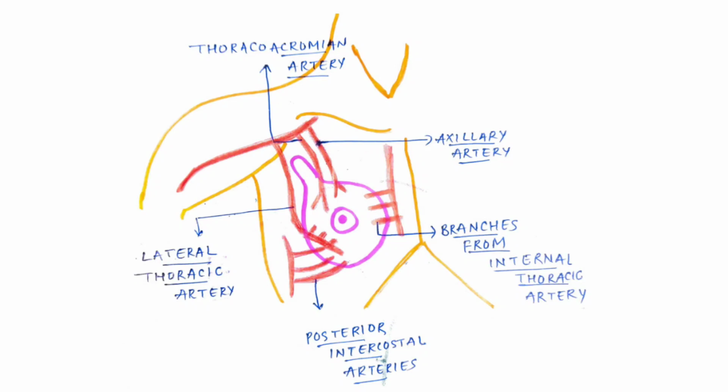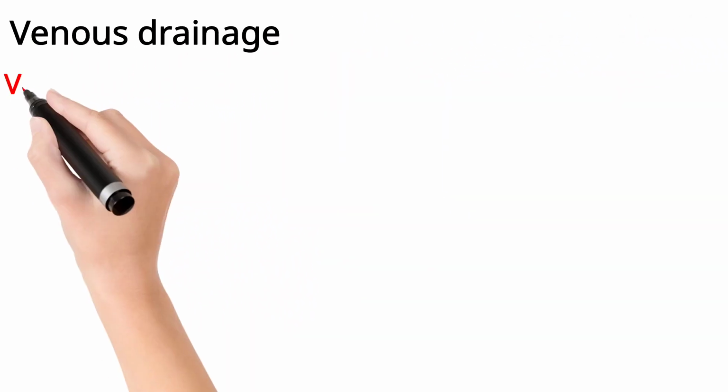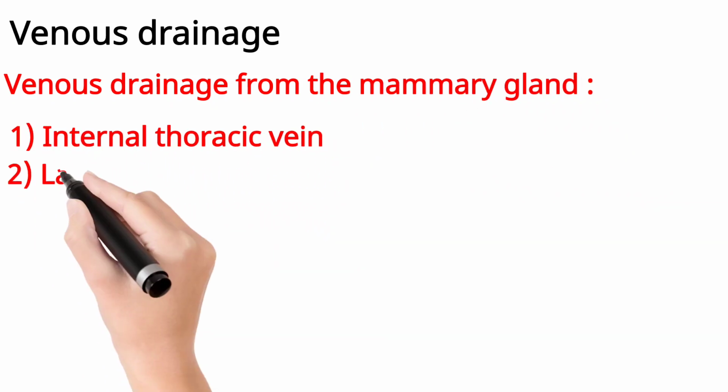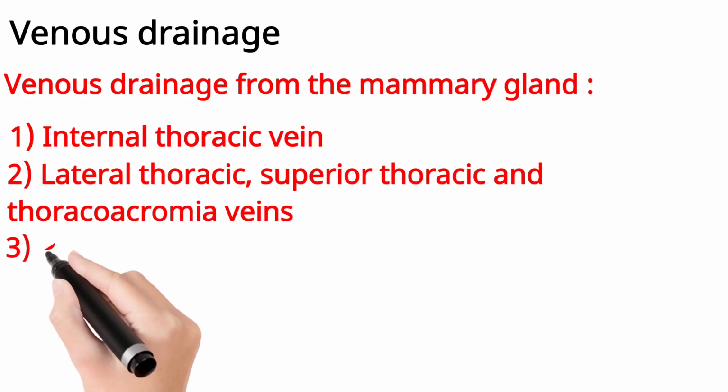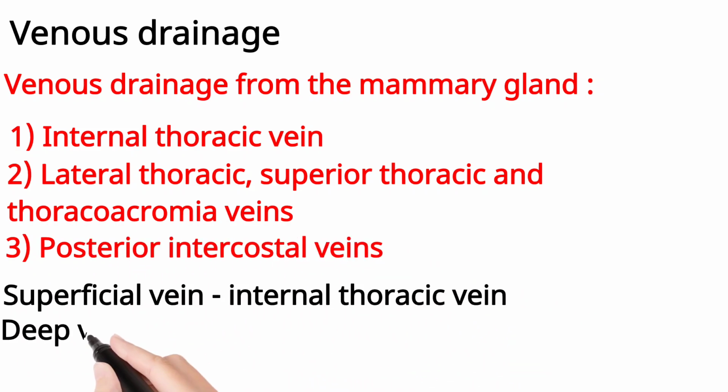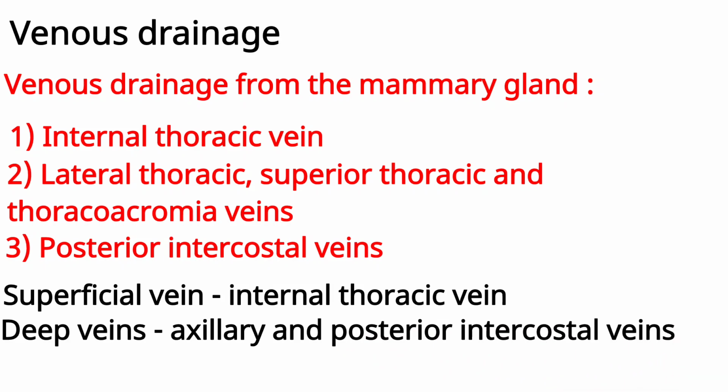Okay, so the axillary artery supplies the blood to the mammary gland through its first two parts through three branches. Now moving on, the third important branch is posterior intercostal artery. Posterior intercostal artery also supplies branches to the mammary gland. The posterior intercostal arteries supply mainly the lateral aspect of the mammary gland. Okay, so this is about the arterial supply of the mammary gland.